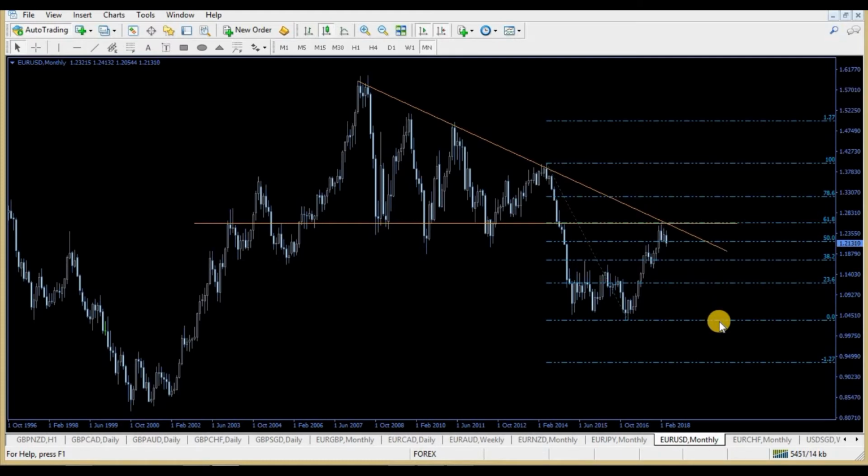So fundamentally, I have no opinion on the Euro USD. I really fundamentally don't know where they're going, but technically I'm waiting for price action. This 61.8 on the monthly chart is a key level. Price action will determine whether we're bullish or bearish.